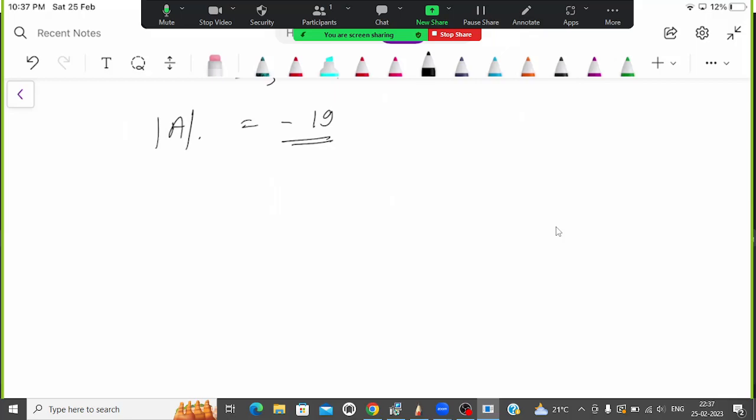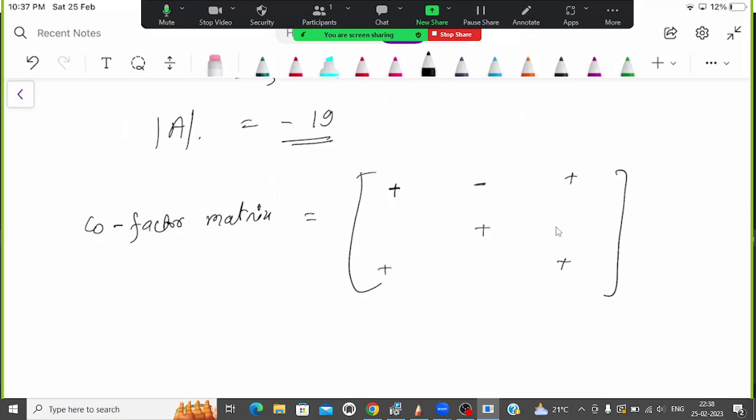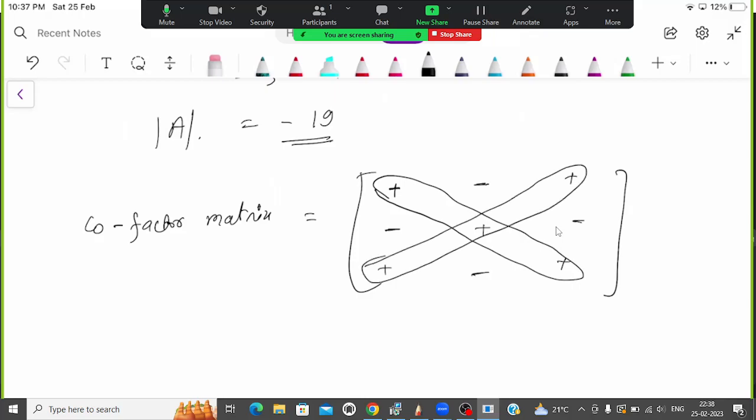Now talking about the cofactor. How do you calculate the cofactor matrix? First you write plus plus plus plus plus and the remaining minus, minus here, here and here. So all diagonal will be plus and the remaining will be minus. Okay, clear?